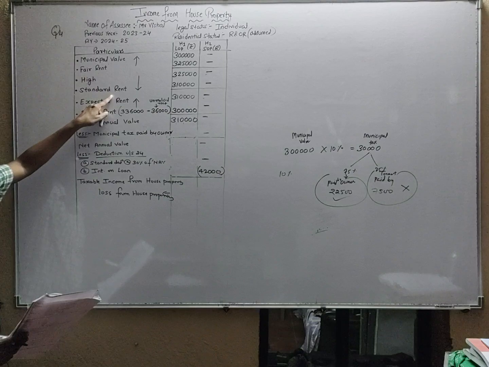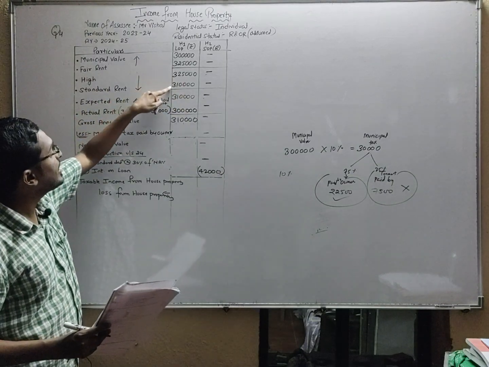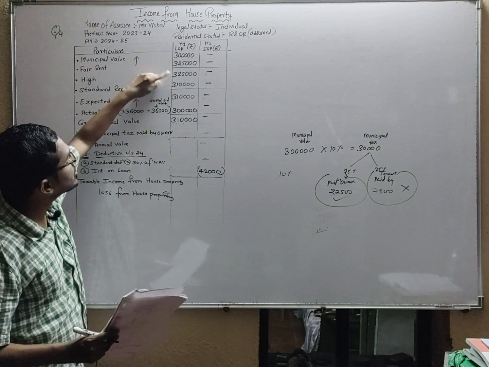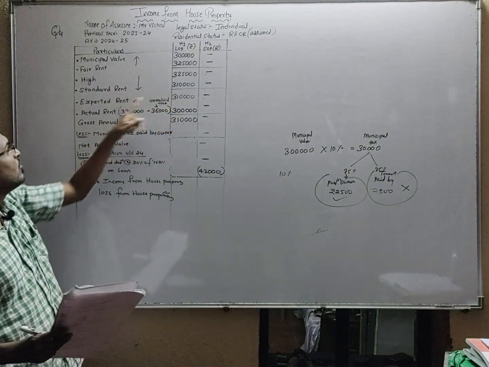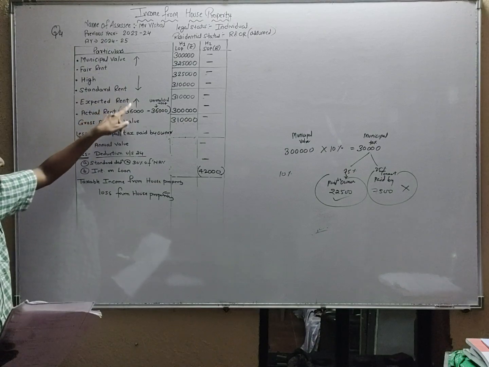Whichever is high, and standard rent whichever is low. Now what is the standard rent? 3 lakh 10. So 3 lakh 25 and 3 lakh 10, whichever is low. So which is low between these two? 3 lakh 10 is the low. You got the expected rent. Okay, expected rent and actual rent, whichever is high.